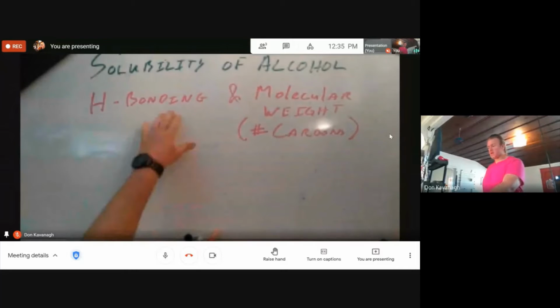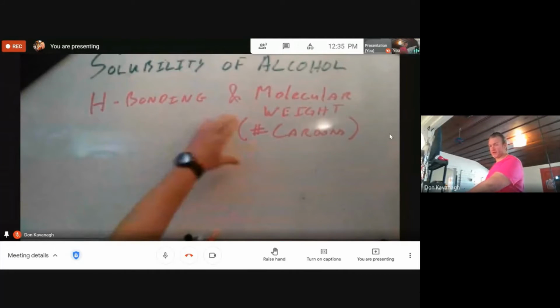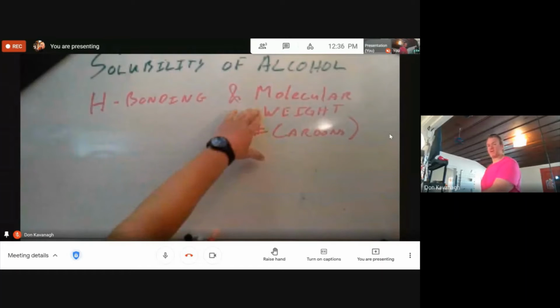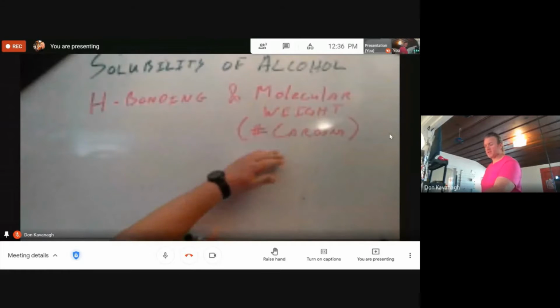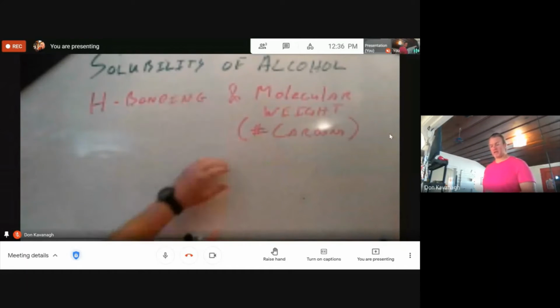When predicting the solubility of an organic compound, two things to consider are: is hydrogen bonding present, and what is the molecular weight of the organic compound. Because we're talking about organic compounds, the number of carbons is a way to think about the molecular weight here. Now, considering alcohols, alcohols can hydrogen bond with water molecules.